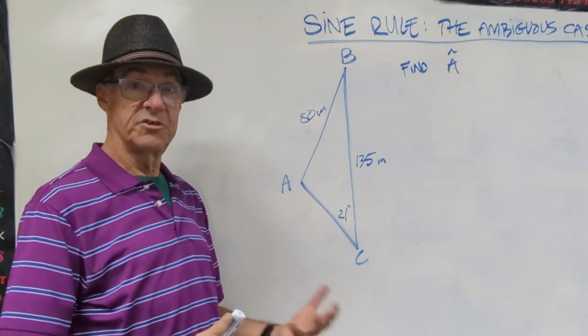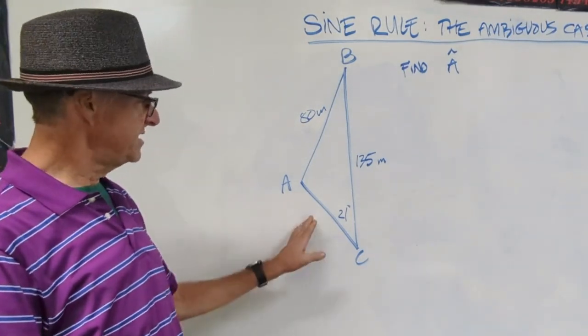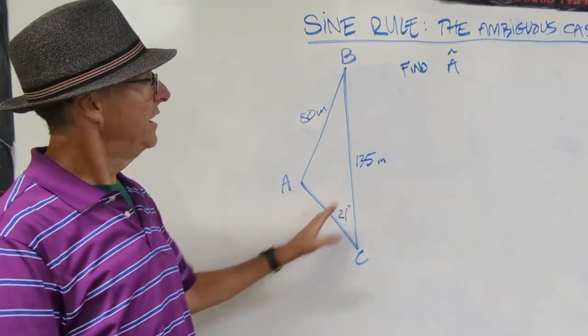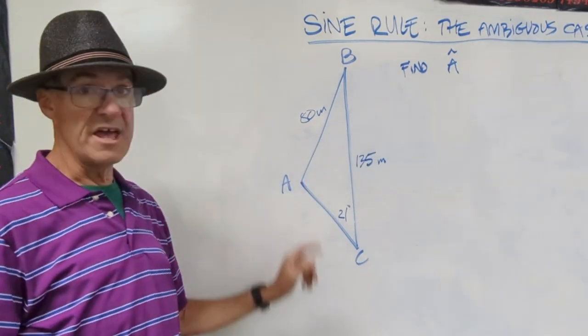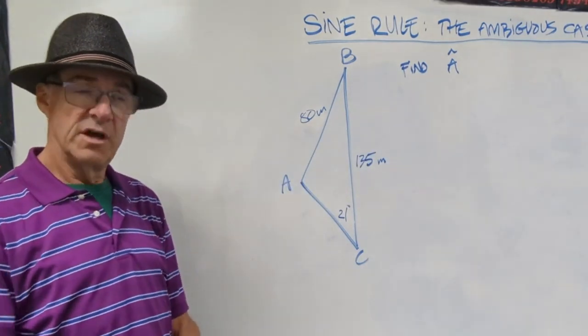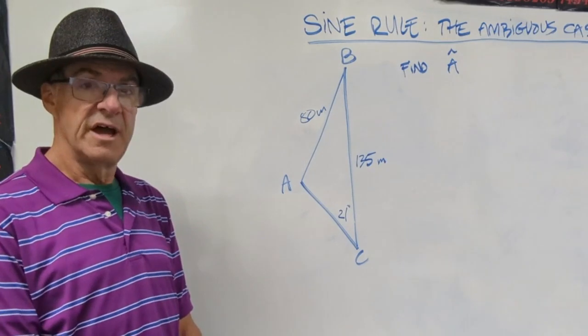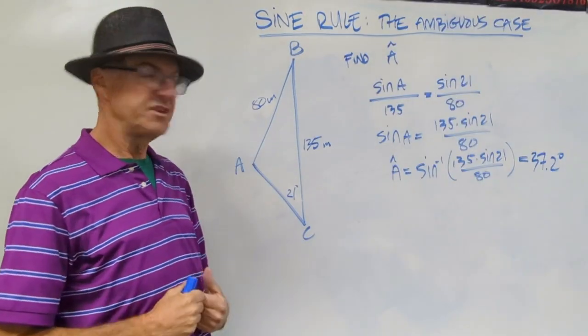All right, let's do an IB problem. Here's my diagram, here's my sketch, and here's the prompt. Find angle A. So go ahead, pause the video, and just attack this with the sine rule and see what you get. Okay, let's see how you did.